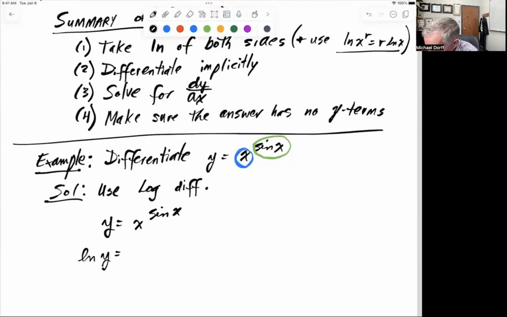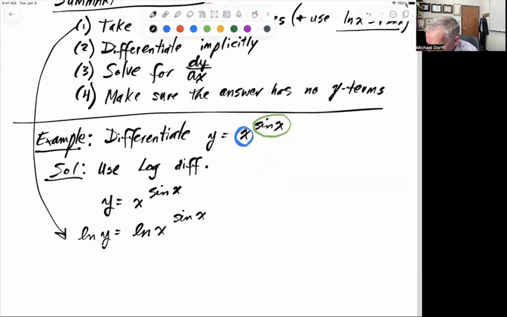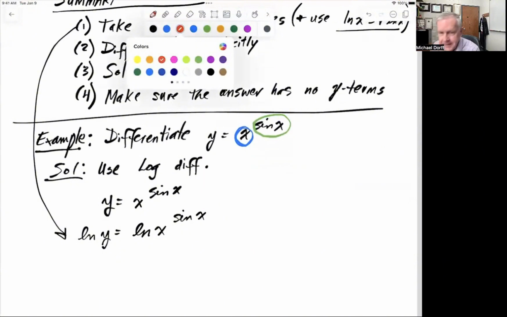So natural log of y equals natural log of x to the sine x. So that's step 1 there. And now, why is this a good thing to do? Because I want to get rid of that x variable in the exponent. I've got that sine x in this case there. I want to get that out of the exponent.